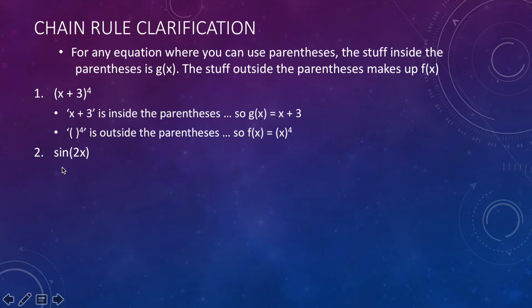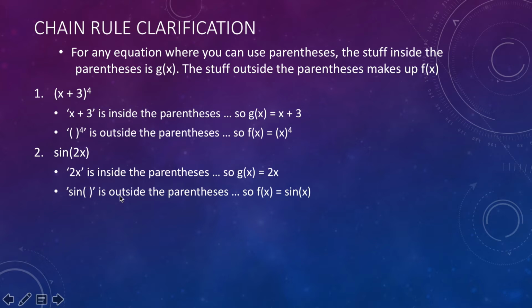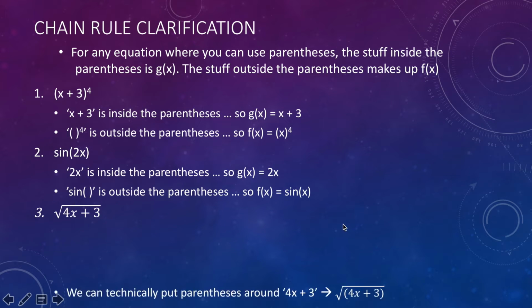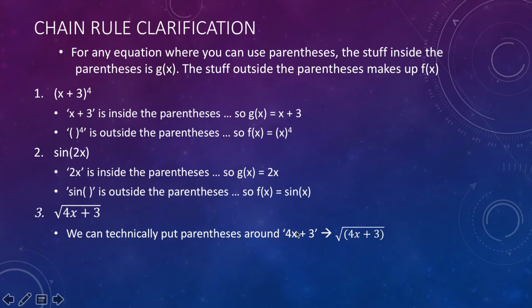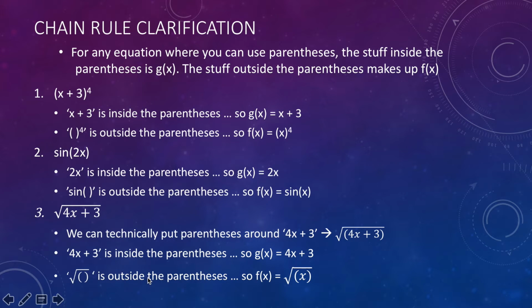So let's take a look at sine 2x. The inner part of this is 2x. So 2x is actually going to be g of x. Sine, outside the parentheses, is going to be f of x. Now it's also important to note that you have to fill in the void with an x. Let's take a look at this. You can actually wrap the 4x plus 3 in parentheses here. So that makes 4x plus 3 g of x, and the square root symbol the f of x.